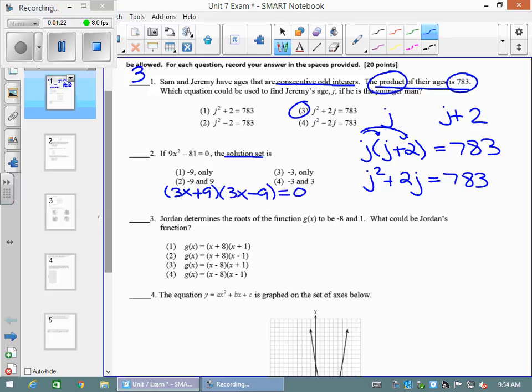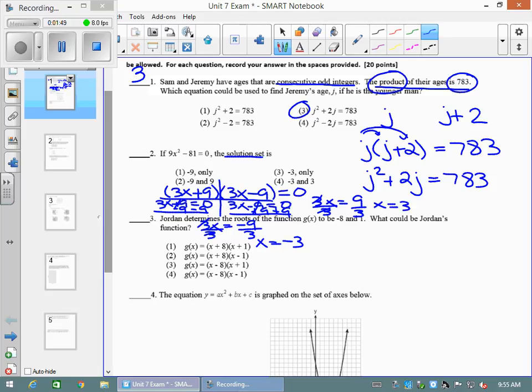And now I can solve. So I end up with 3x plus 9 is equal to 0. Subtract 9, and I get 3x is equal to negative 9, which if I divide by 3, I get x is equal to negative 3. If I go to my second factor, 3x minus 9 is equal to 0, add the 9, I get 3x is equal to positive 9, and when I divide by 3 here, I get x is equal to positive 3. So I get 2 solutions of 3 and negative 3, which is choice 4.